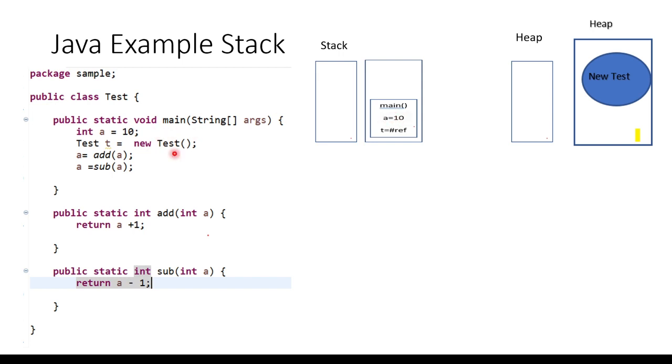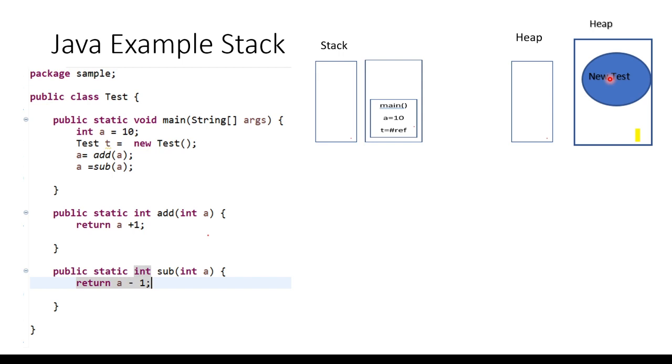Okay, and next what we are doing, next: Test t = new Test(). It means we are creating a new object of this Test class. So when this new Test is triggered, it will create an object in the heap memory. So here, if you see, in the heap memory the object will be created, and this object is created at a specific location, right? So a heap is like memory.